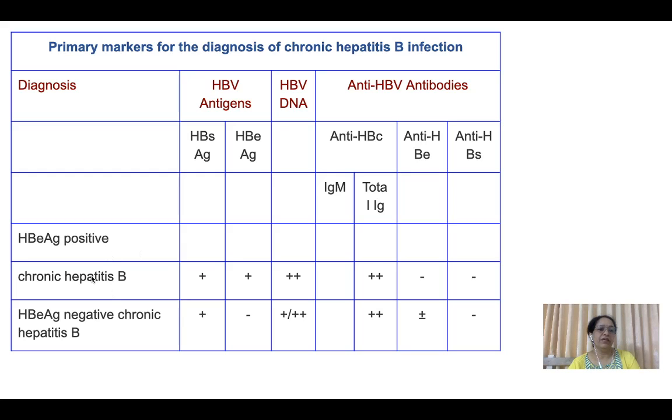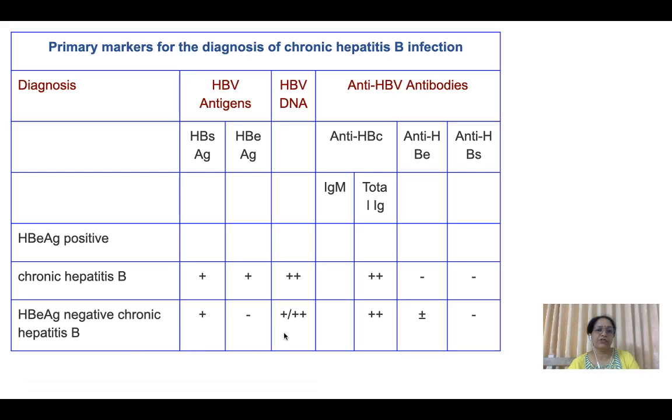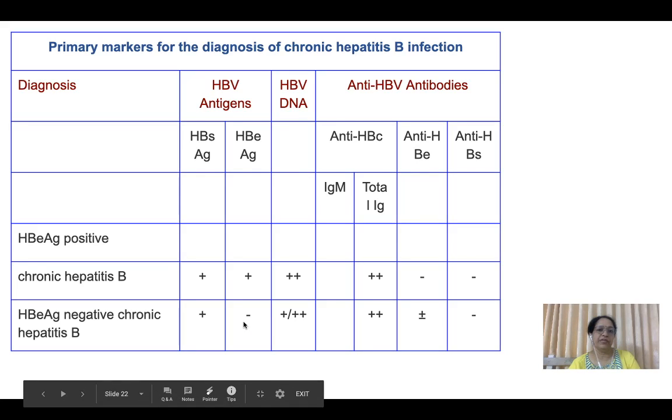So here the only difference between the first and second table is that in case of chronic hepatitis B, conditions are slightly different. That is, the level of HBV DNA and antigen is higher in the patient's blood, as well as the presence of total immunoglobulin in the patient's blood. HBe antigen negative chronic hepatitis B also shows a similar type of condition except for the presence of HBe antigen as well as antibodies against it.